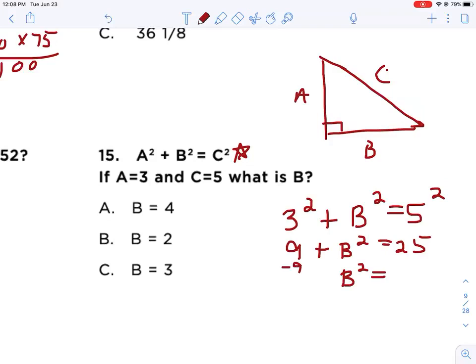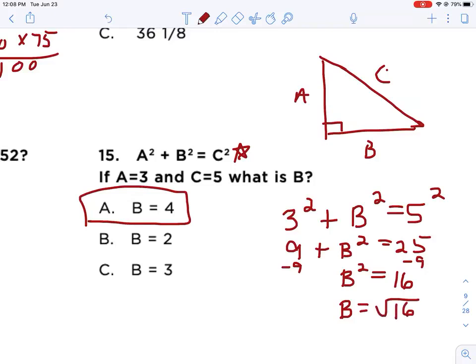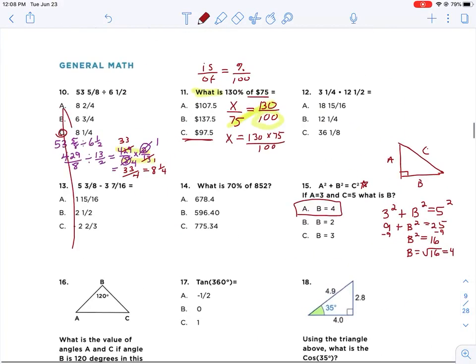So we need to subtract 9 from both sides to get that b by itself, and that's going to be 16. Now, we want some number that when it is squared equals 16, so multiplied by itself. So look at the answers. A, 4 times 4, 16. B, 2 times 2 is only 4. C, 3 times 3 is only 9. So the answer is A, 4. Mathematically speaking, the answer would be found by taking the square root of 16.